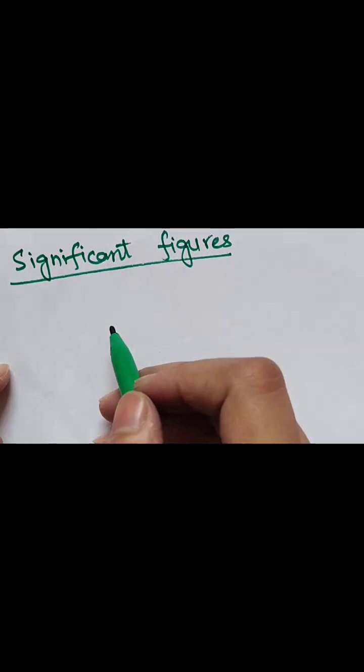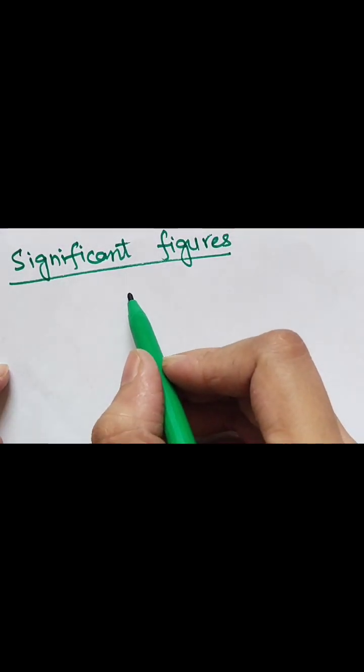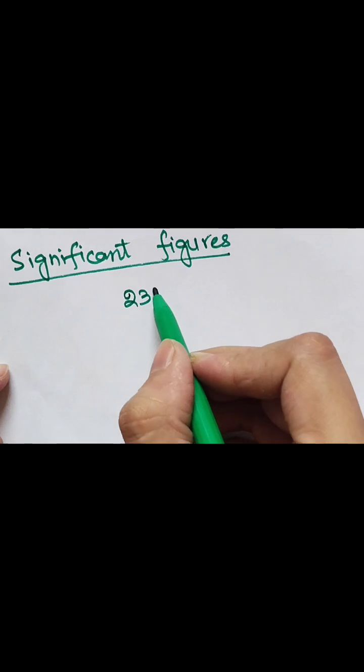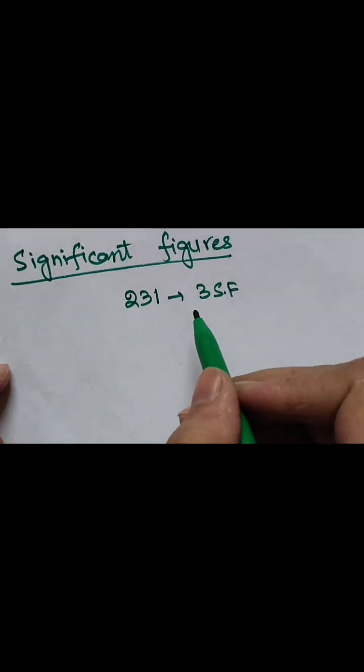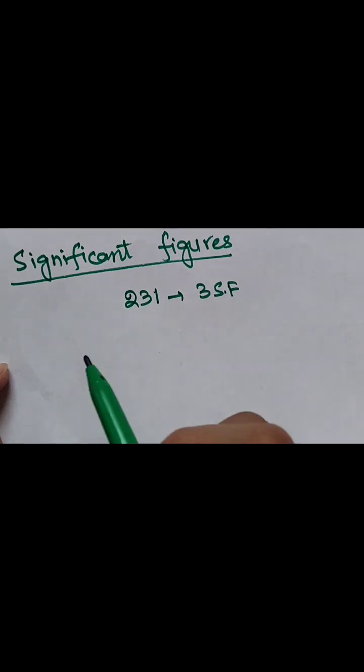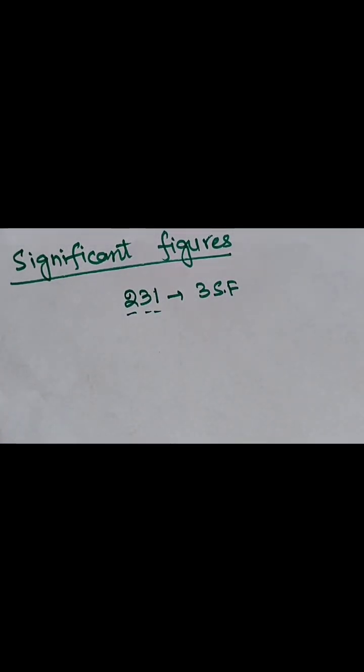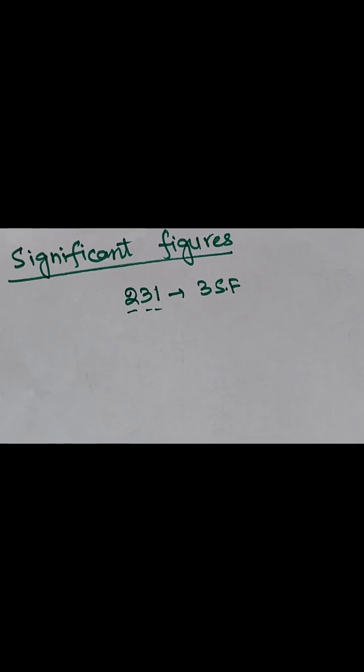For example, I am writing the number 231. There are 3 significant figures in this number. And how do I know there are 3 significant figures? Because all these numbers are accurately known. So these are 3 significant figures. There are some rules which we use to count how many significant figures are in a number.